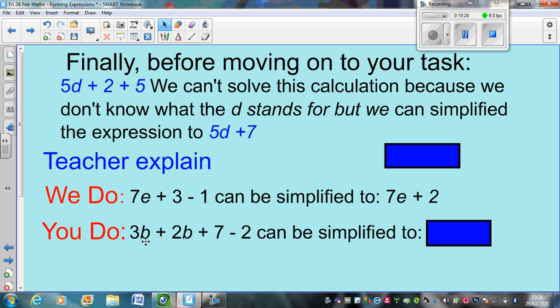Have a look at this one. Can you see that we can group the B's and group the numbers? Pause now and have a go at this one. 3B plus 2B plus 7 take away 2. And here's your answer simplified. 3B plus 2B is 5B, plus 7 take away 2 is 5. So our answer is 5B plus 5. I hope that makes sense.